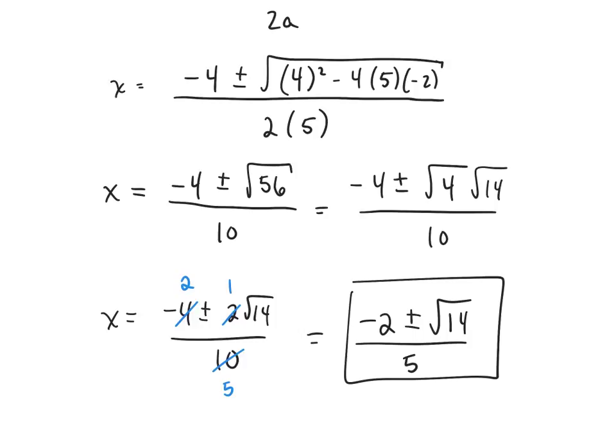So these will give me my two answers. Again, one of them using a plus, one of them using a minus. Now, it's important to note, maybe jot this down, that your answers are not opposites of each other. It's not like one answer is 3 and the other answer is negative 3. Is that clear? Again, your answers are not opposites of each other. That's a common misconception. The answers are binomial conjugates of each other. And you can find out what the decimal representation is by doing negative 2 plus root 14 all divided by 5. Negative 2 minus root 14 all divided by 5.